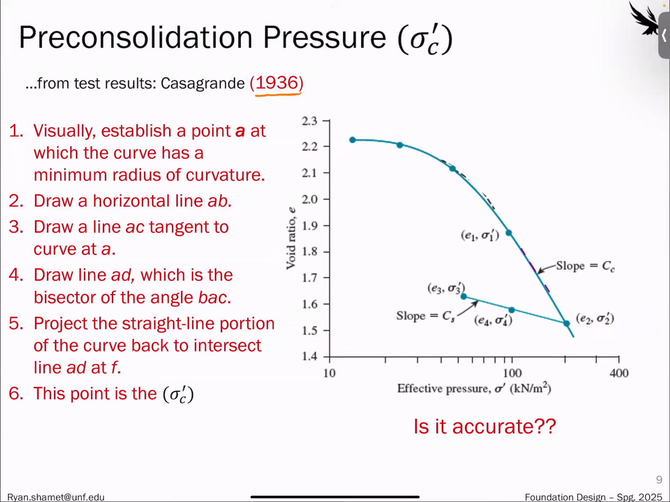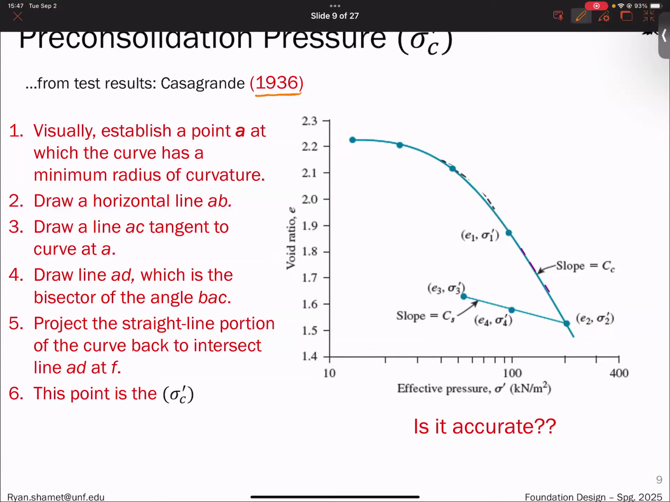And it's a little gnarly, so I'm going to go through it step by step. I already had them written down there, but I'll show you how to calculate it. So the Casagrande method in 1936: what you first do is you visualize a point at which the curve has a minimum radius of curvature, which means it's the sharpest turn. So first you have to fit the data with a curved line, not a straight line.